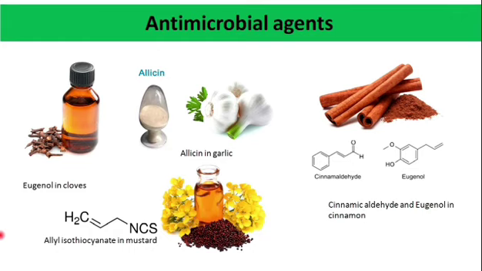Scientific studies have identified the active antibacterial agents of many herbs and spices. These include eugenol in cloves, allicin in garlic, cinnamic aldehyde and eugenol in cinnamon.